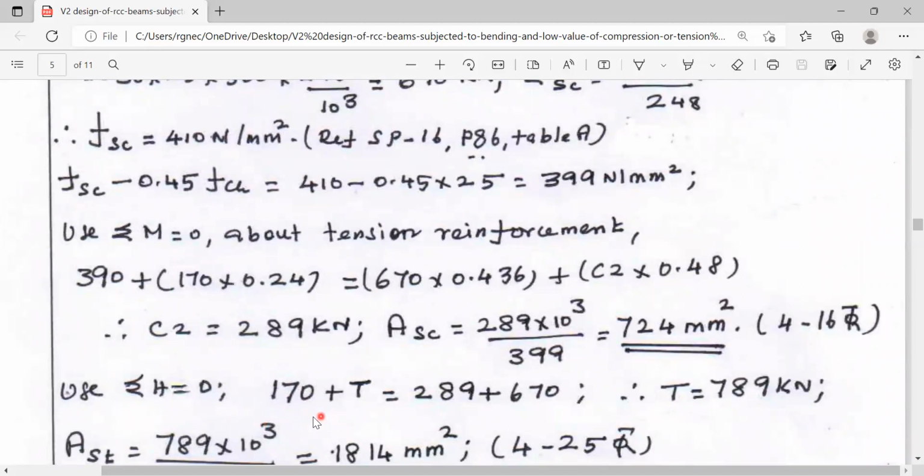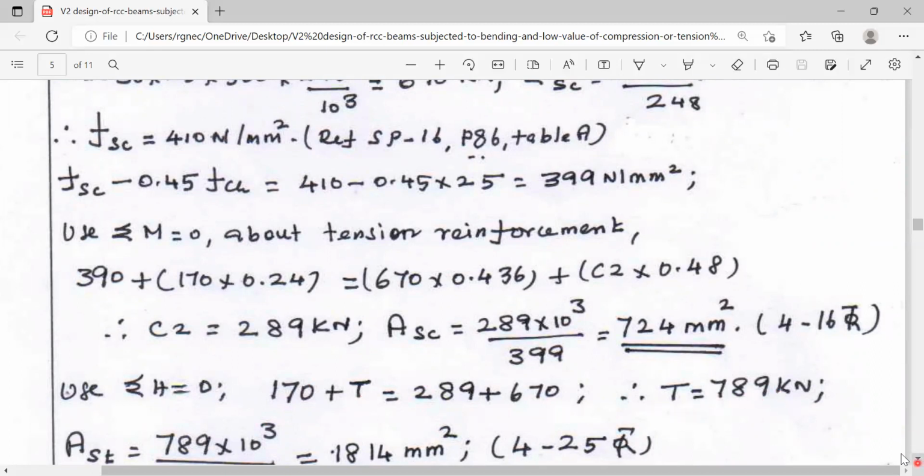170 plus T. These are the two forces acting towards right. C1 acting towards left, C2 acting towards left. This is C1 and this is C2. In this equation, T is the only unknown. T is equal to 789 kilonewton.